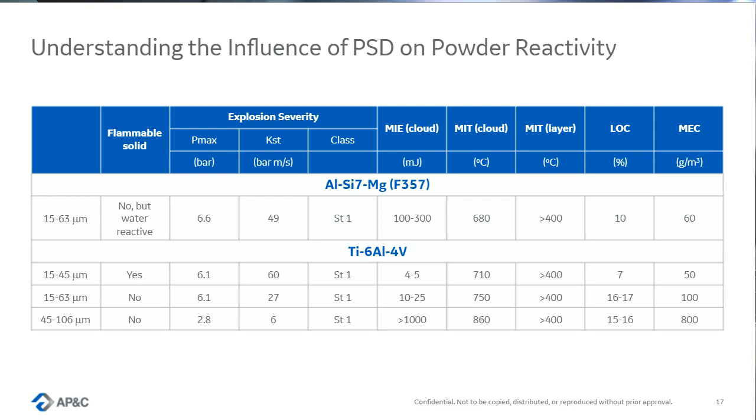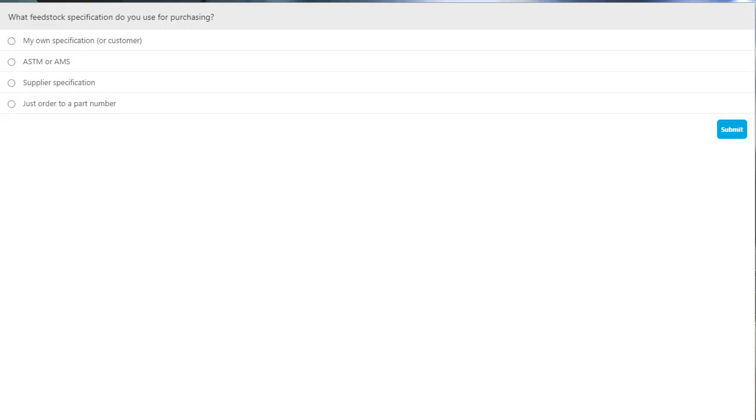Okay, great. Next poll question is, what feedstock specifications do you use for purchase? Is it your own specifications or customer specifications? Is it ASTM or AMS? Is it supplier specification? Or do you just order to a part number? So again, the question is, what feedstock specification do you use for purchasing? Is it your own or customers of yours? ASTM or AMS, supplier specification, or do you just order to a part number? So I'll give you a few seconds to make your selection and then hit submit.